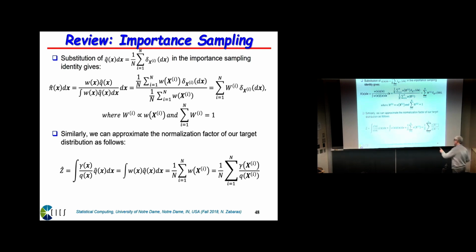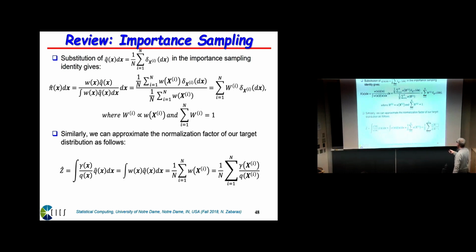I mean, for a moment, don't bother about this hat, because I'm going to use the empirical measure there. So, would you agree with me that the normalization factor is the integral of gamma? Gamma over Q is the weight, and here I am going to take the expectation of the weight with the empirical measure. So I can use a Monte Carlo approximation.